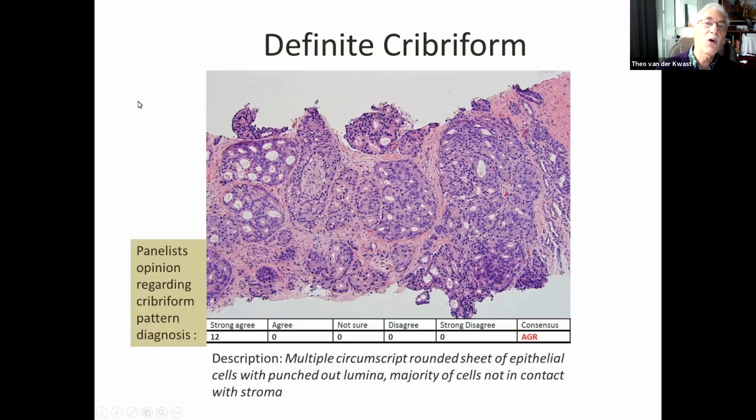And of course, this is the duplicate image, and I hope that you all would say, yes, we agree that this is cribriform pattern, because you see clearly larger, circumscribed, rounded sheets of epithelial cells with punched out lumina. The majority of cells are not in contact with stroma, so this fulfills entirely the definition of cribriform pattern prostate cancer. And as you can see, all 12 panelists agreed with this, and I show you only the data from the third survey round.